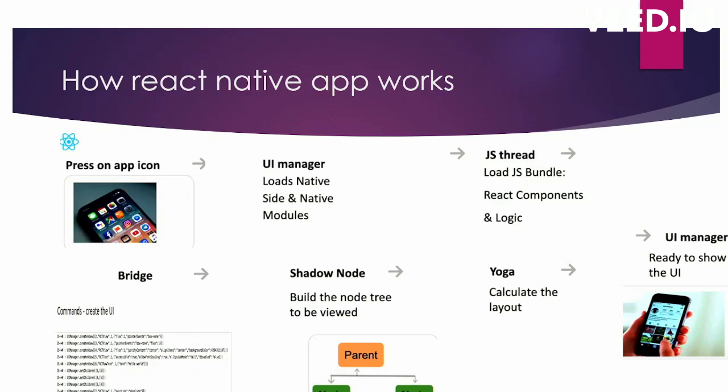Okay, so let's have a recap. So there are basically three threads, okay? The UI thread, the JS thread, and the shadow thread. The UI thread is basically the native thread, for loading the native modules. The JS thread is basically for loading the JS bundle or executing the React JS code. The bridge is a mediator between these two threads, and we have a shadow thread which is powered by Yoga, which is a library that calculates the layout for the mobile.